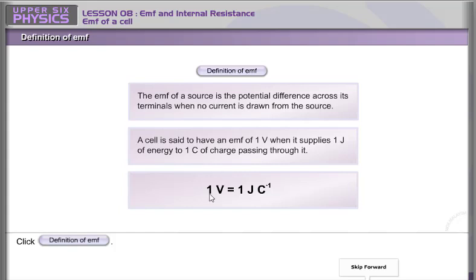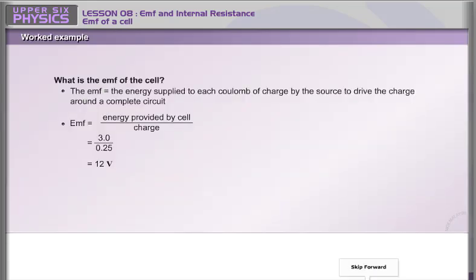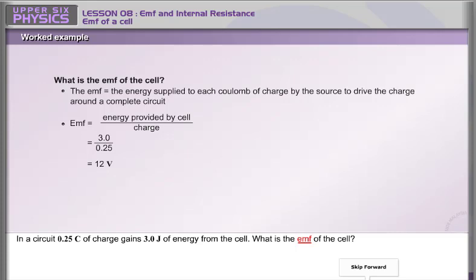So 1 volt equals 1 joule per coulomb, right? This is a simple calculation. In a circuit, 0.25 coulomb of charge gains 3.0 joule of energy from the cell. What is the EMF of the cell? The EMF of the cell is the energy provided by the cell divided by charge. All right, this is another definition.